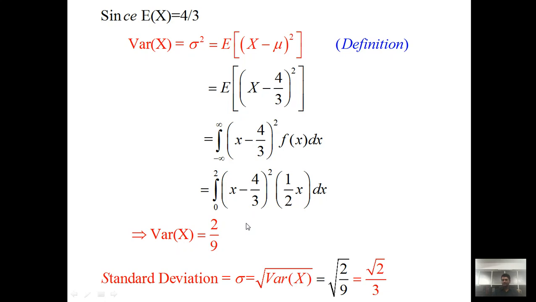And at the last, we have to calculate the standard deviation. Standard deviation is denoted by sigma. It is the positive square root of the variance. When we take the square root, the square is cancelled out. So the square root of sigma square is sigma, which is also denoted by this notation. It is equal to the square root of the variance. The variance is 2 by 9, so it is equal to the square root of 2 upon 3.